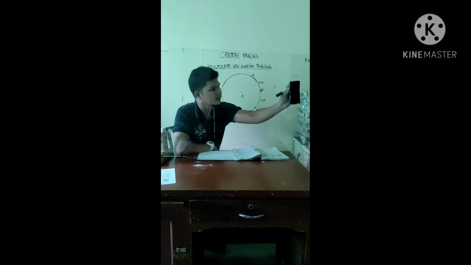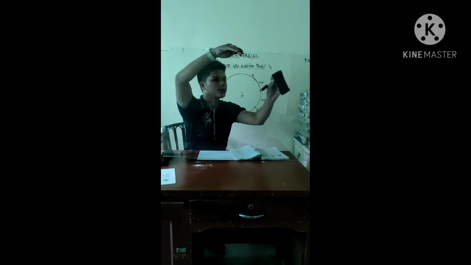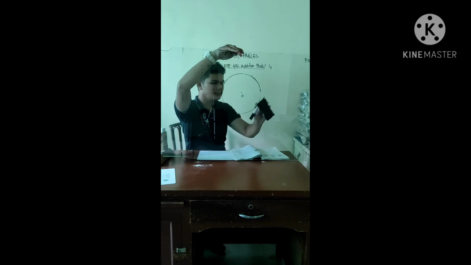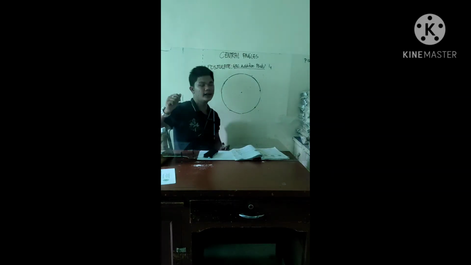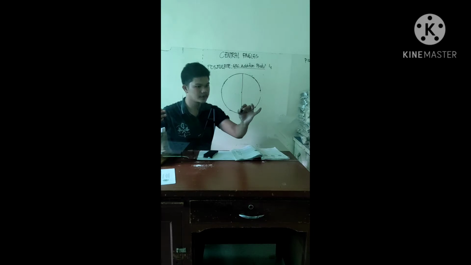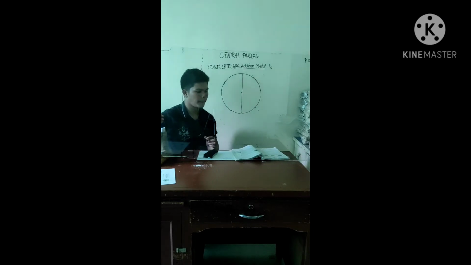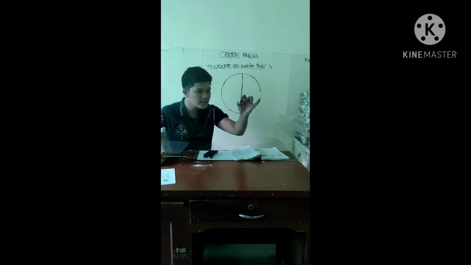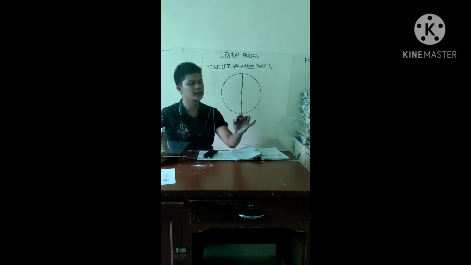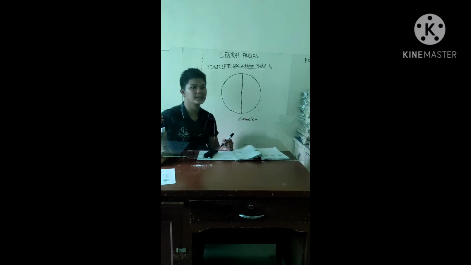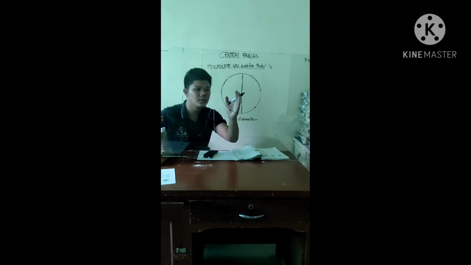Now, isa pa sa mga postulates is a diameter divides a circle into two semicircle. Okay? So, ang tawag pala natin dito sa line na to, that is what we call a diameter. Okay? So, diameter, siya yung nagka-cut into two, sa ating circle, into two semicircle.